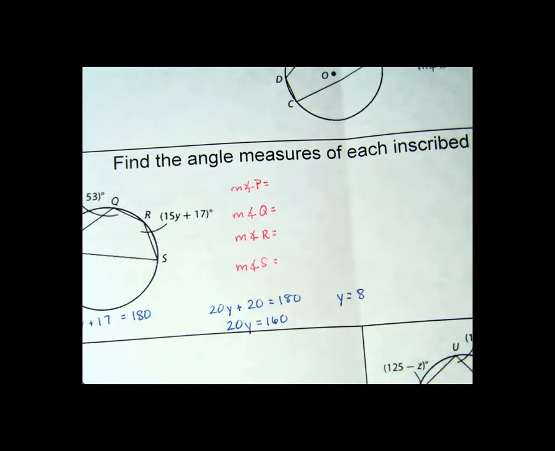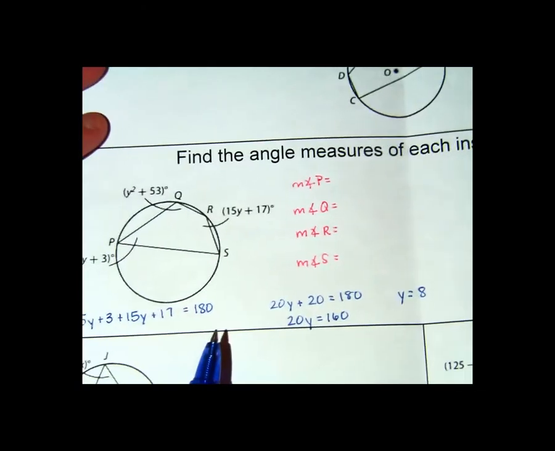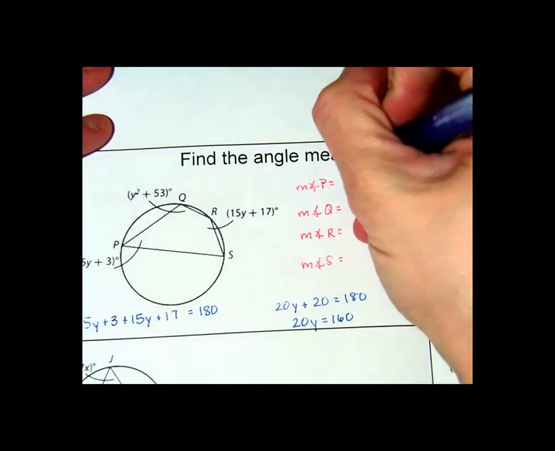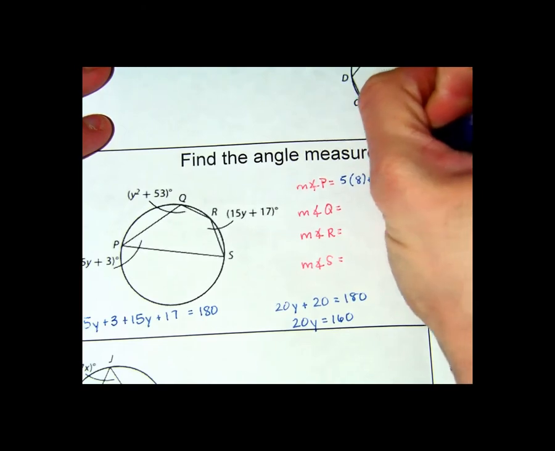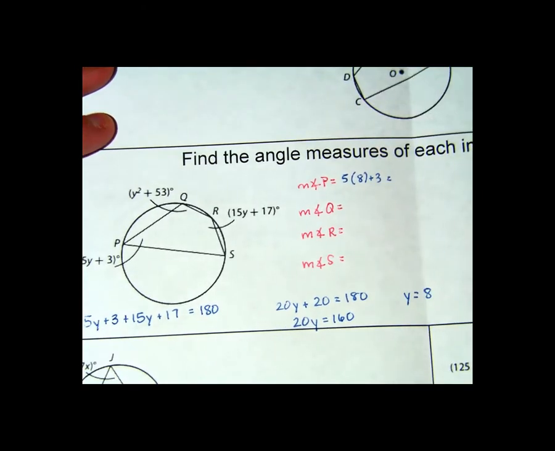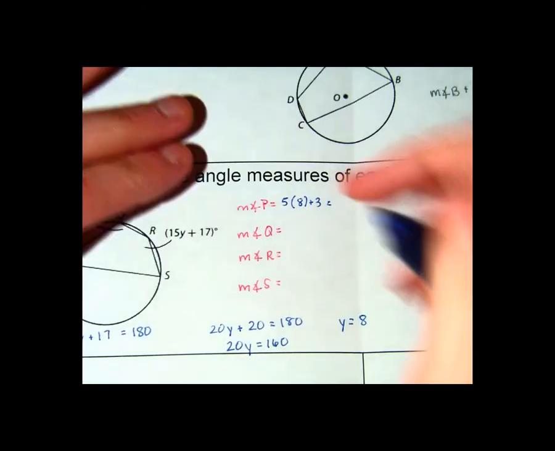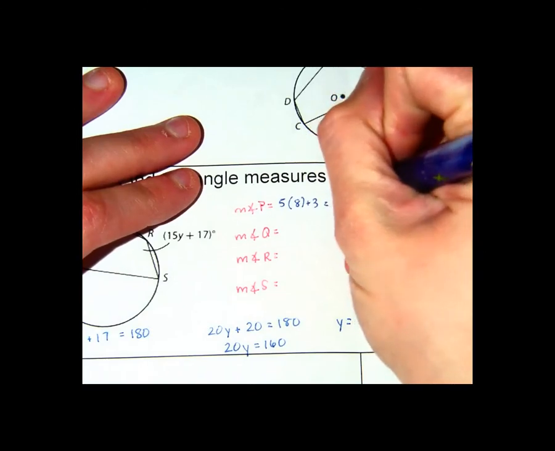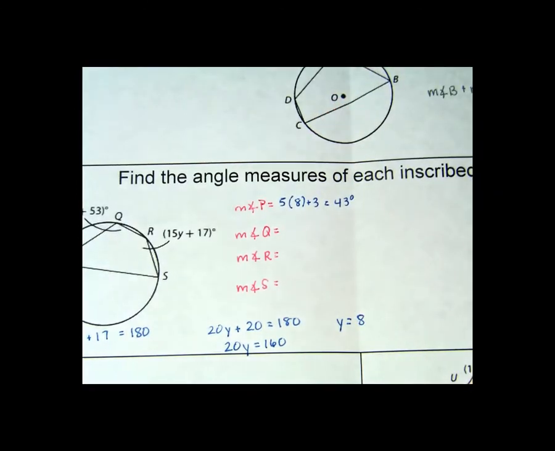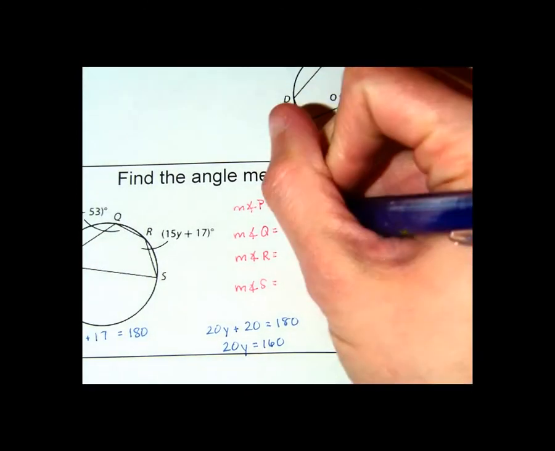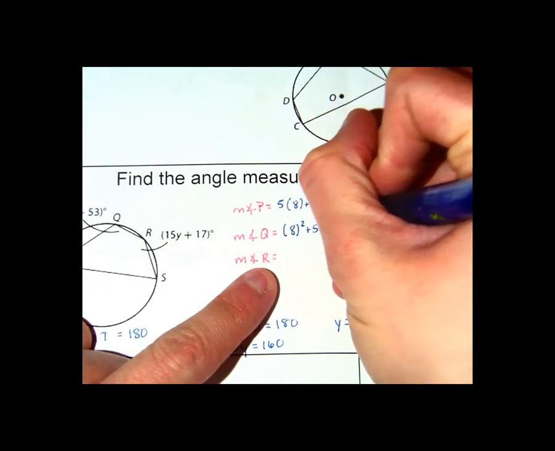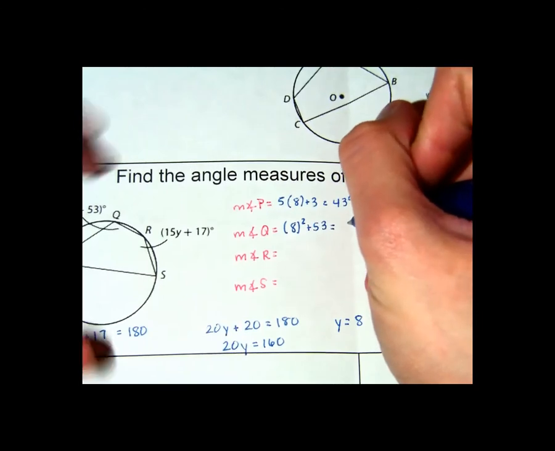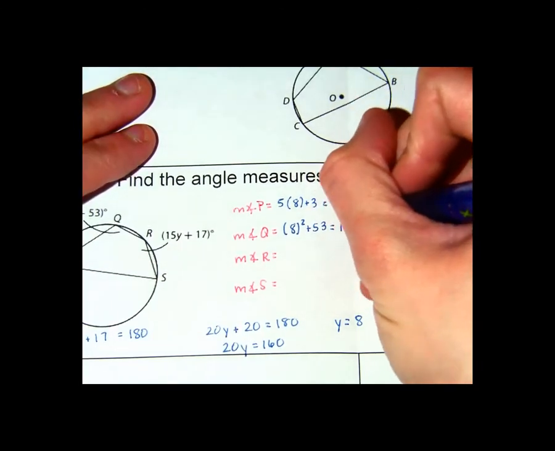So let's start with P. P is 5 times 8 plus 3, which is 43 degrees. Q is 8 squared plus 53, and that is 117.